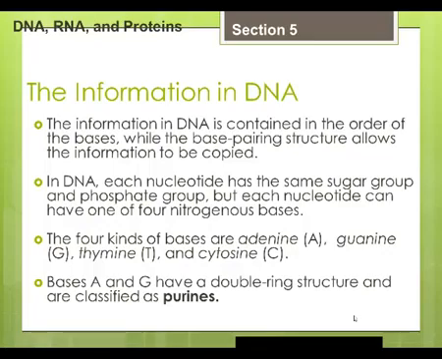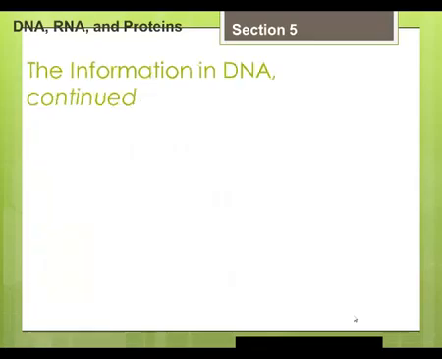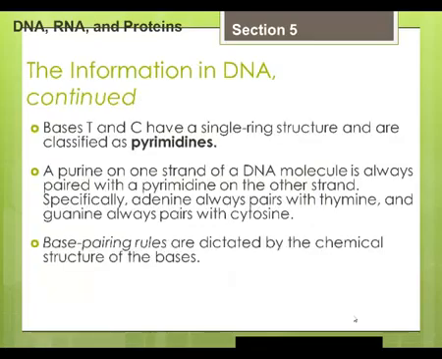The 4 kinds of bases are adenine, guanine, thymine, and cytosine again. Bases adenine and guanine have a double ring structure and are classified as purines. Bases T and C have a single ring structure and are classified as pyrimidines. A purine on one strand of a DNA molecule is always paired with a pyrimidine on the other strand. Specifically, adenine always will pair with thymine, and guanine will always pair with cytosine.